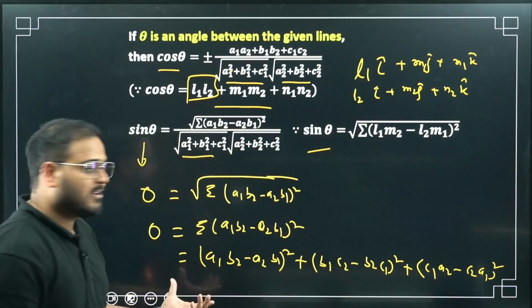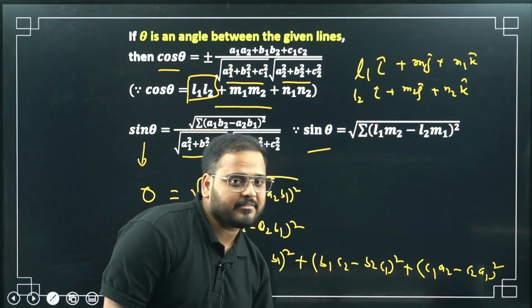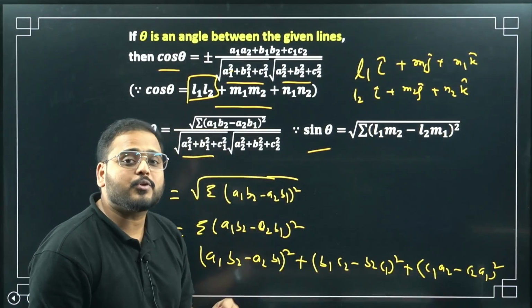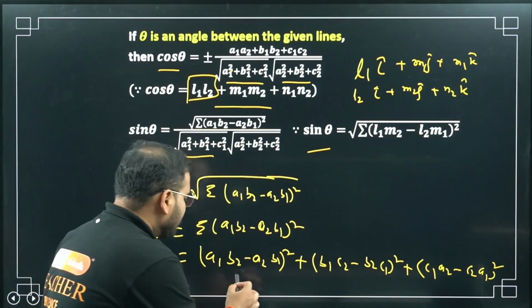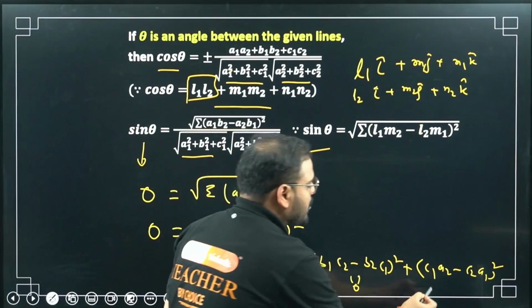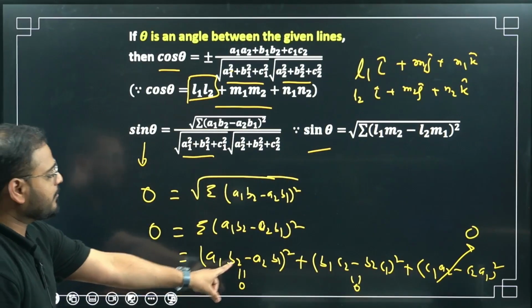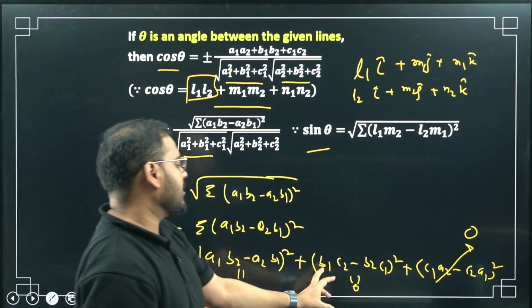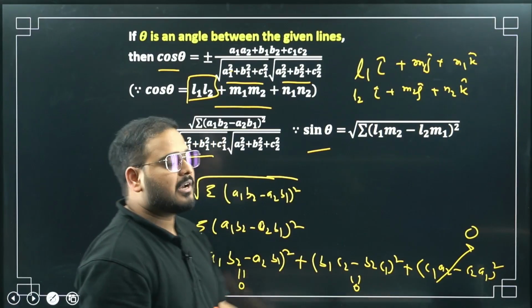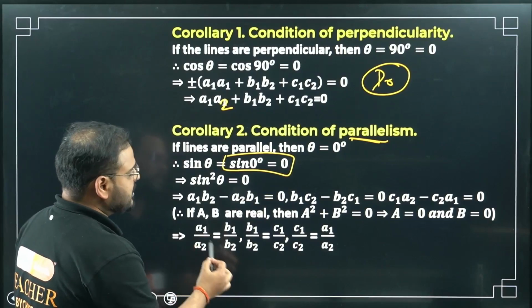Now if you take this, square means what? Non-negative. Again non-negative, non-negative. How can a non-negative number be equal to 0? This sum means this is 0, this is also 0, and this also is 0, sir. Means all the three have to be 0 at the same time. From here what are you gonna get? A1 by A2 equals to B1 by B2. From here B1 by B2 equals to C1 by C2. It means A1 by A2 equals to B1 by B2 equals to C1 by C2.